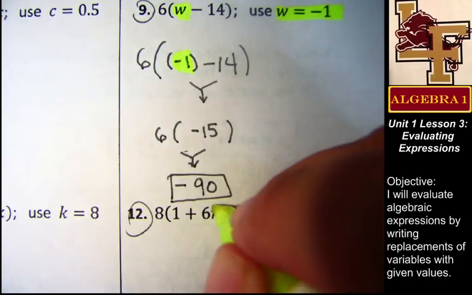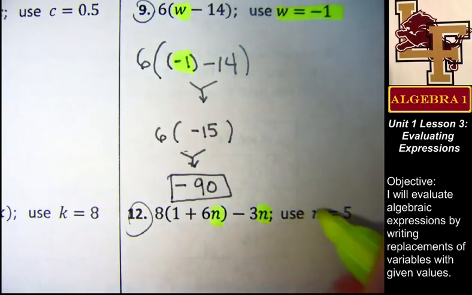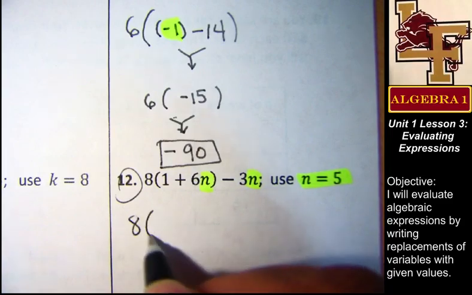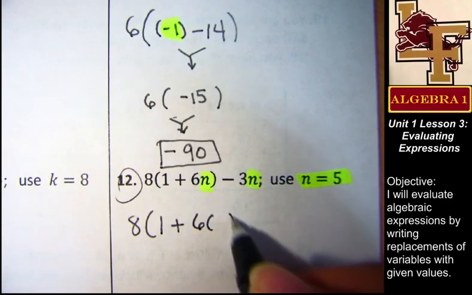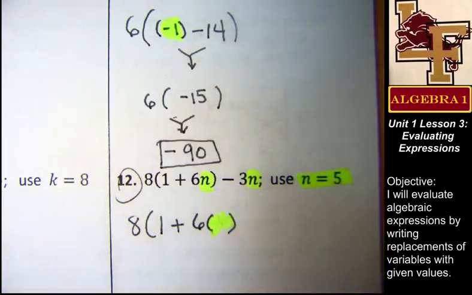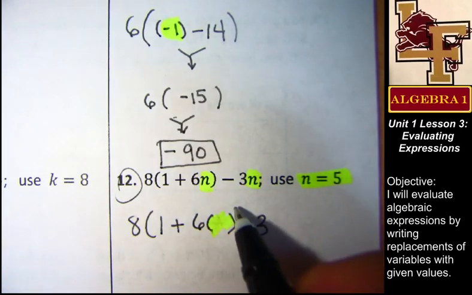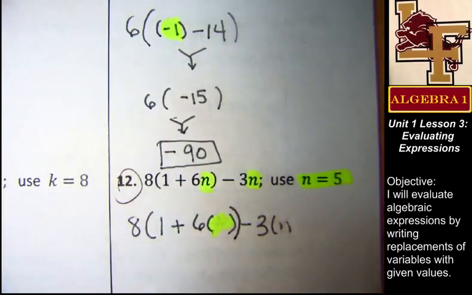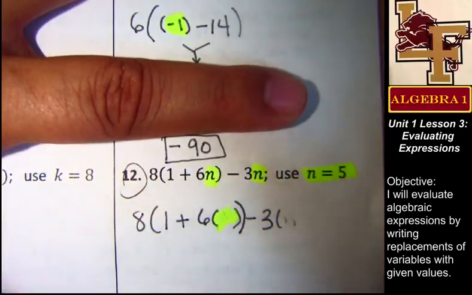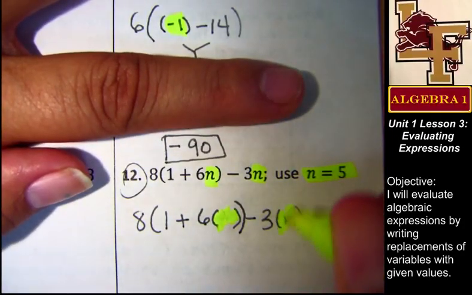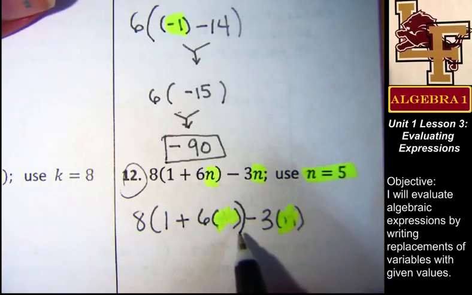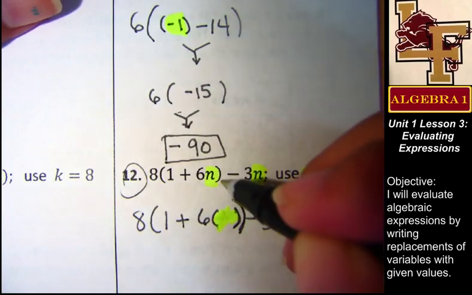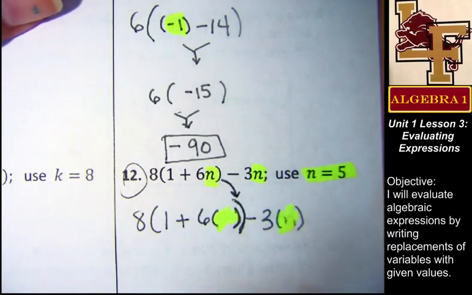Looking at number 12, identifying where the variables are and my value. So anywhere I see that variable n, I'm going to set up a set of parentheses so that I can put the value that they gave me for n in those parentheses. Okay. So there is 2 parentheses here stuck next to each other. This parenthesis is for the variable, and this parenthesis is this one. Okay?